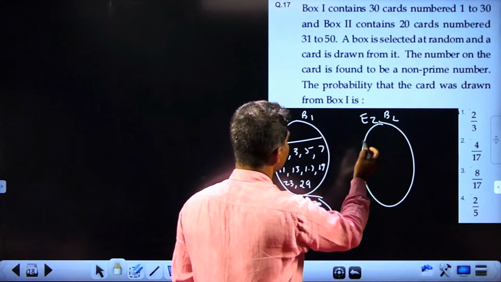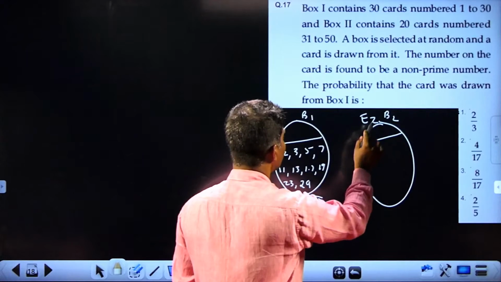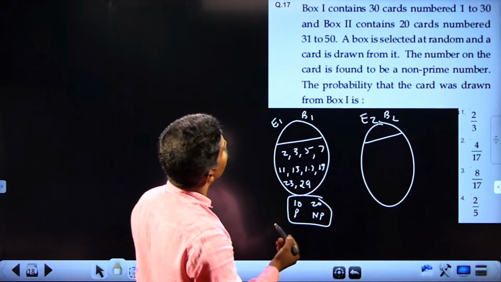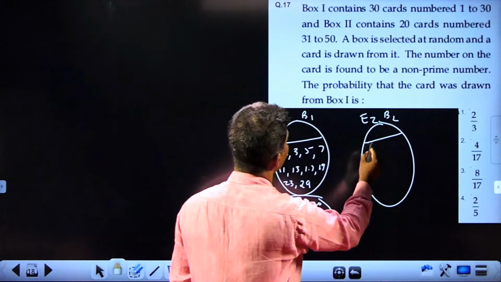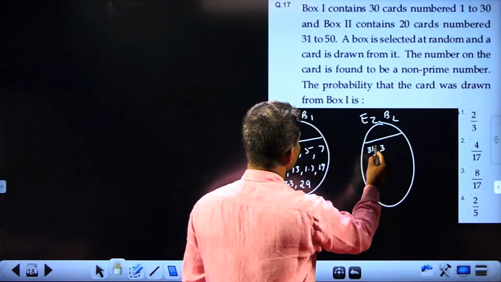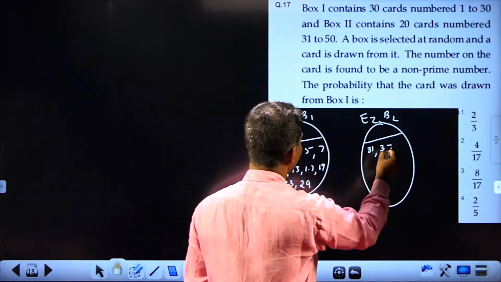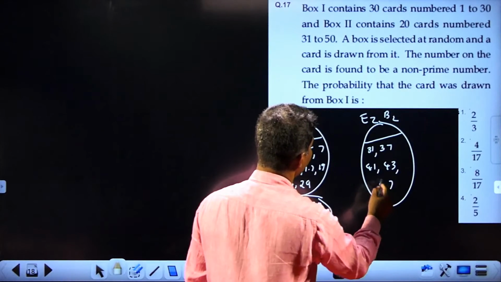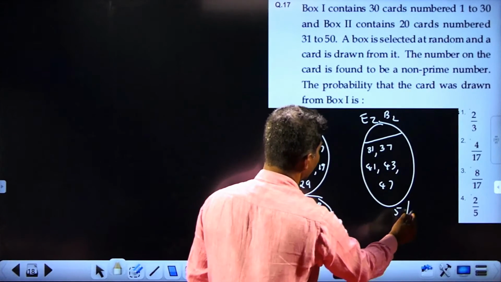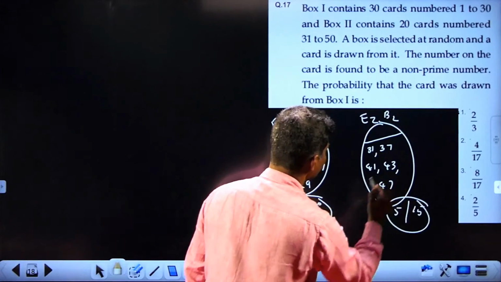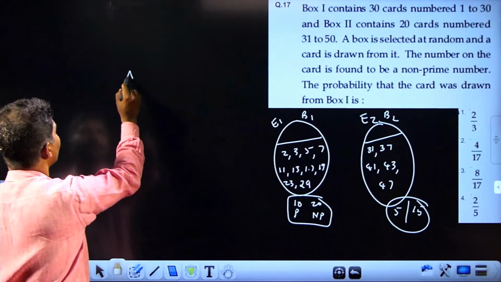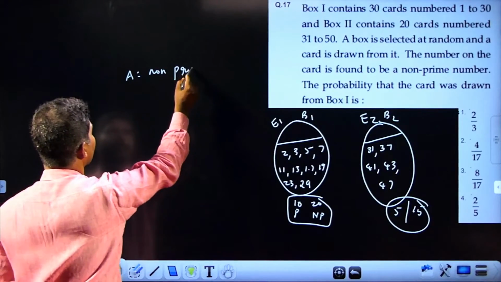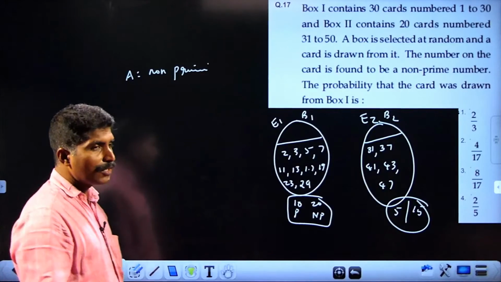Now here, this also we will segregate into prime and non-prime. From 31 to 50, the prime numbers are 31, 37, 41, 43 and 47. How many? Only 5. So 5 prime and 15 non-prime. Okay. Now suppose that A is the event of getting a non-prime.